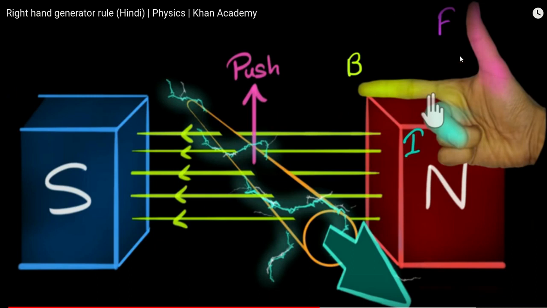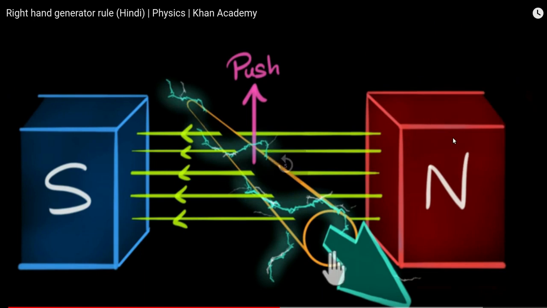This is the principle that is used in an electric generator. We'll see how. But before that, let's review what the right hand rule is. The thumb should be kept in the direction of the force. The magnetic field direction is shown by the index finger. Then the middle finger will show us the direction of the current. So that is Fleming's right hand rule.